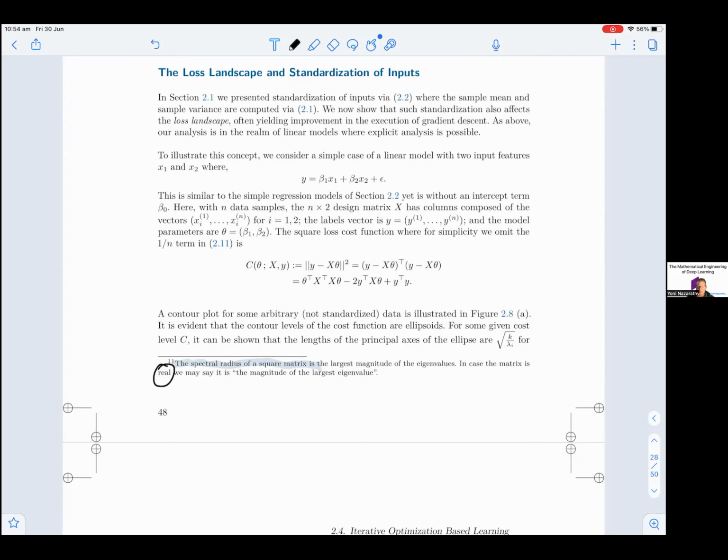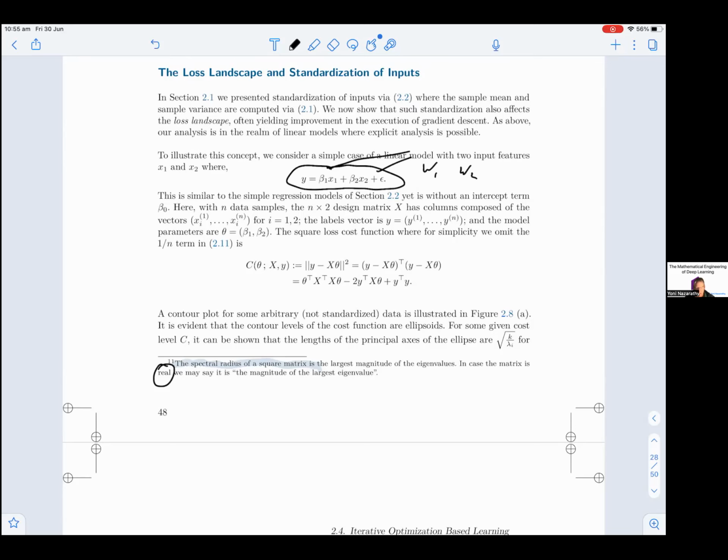We now show that such standardization also affects the loss landscape, often yielding improvement in the execution of gradient descent. As above, our analysis is in the realm of linear models, where explicit analysis is possible. To illustrate the concept, we consider a simple case of a linear model with two input features, x1, x2. So now take this linear model where you have two input features, but you actually don't have an intercept. You have two parameters, beta 1, beta 2. We could have also called them w1 and w2.